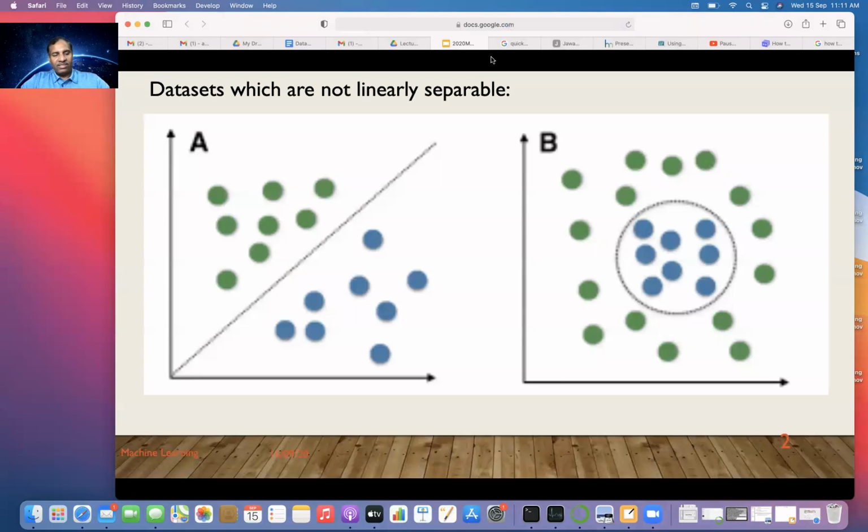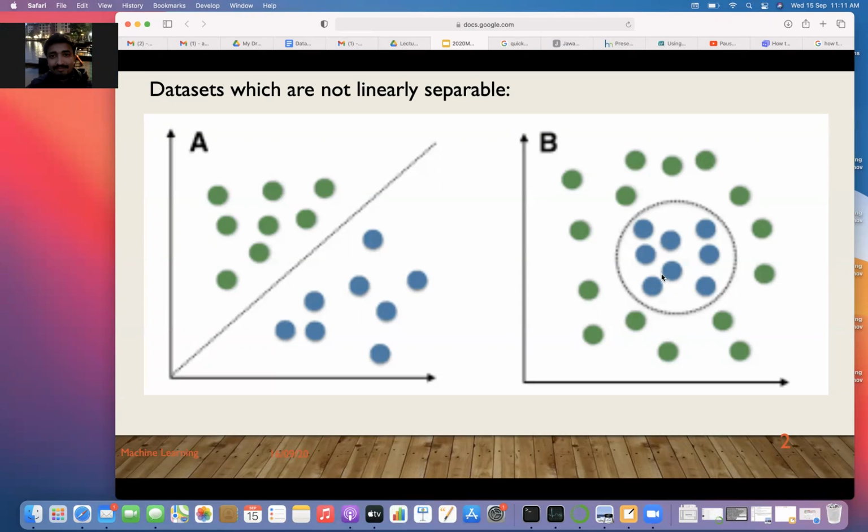So sometimes this may not be linearly separable. You can see here the data of two classes. The first one, you can draw a nice line between those two classes so that it separates. Below that line is one class, above that line is a different class. But if you come to the right side picture, can you separate them with a line, greens and blues? No, sir.